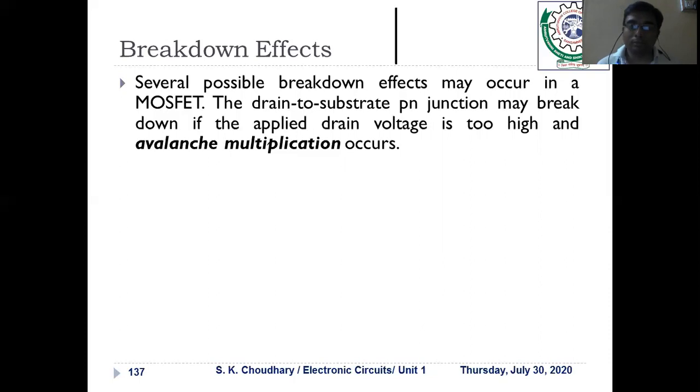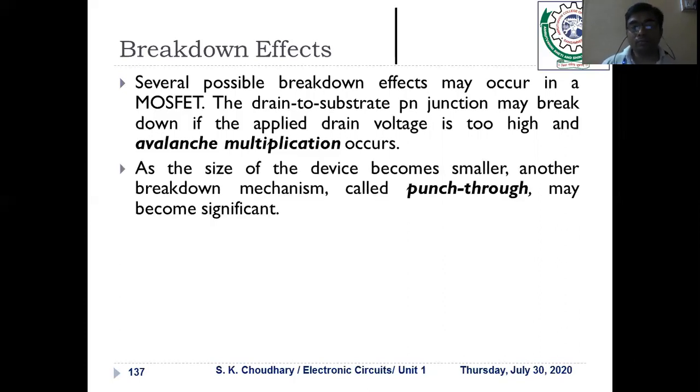The collision of electrons and holes increases, or the recombination rate of electrons and holes increases, across this reverse biased PN junction in the space charge region. Because of that, this is multiplied, and it is responsible for the breakdown of this particular PN junction. This is called the avalanche breakdown, one of the breakdowns that occur in the MOSFET.